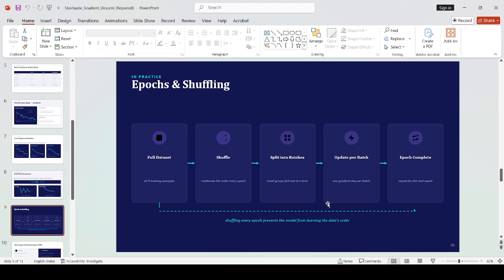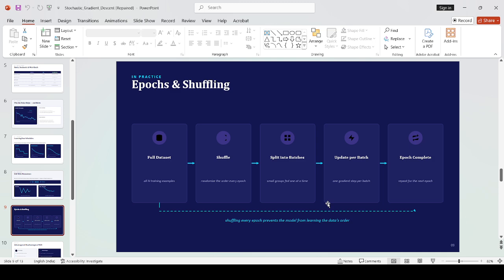Now let us understand two important concepts used during SGD training. An epoch means one complete pass through the entire training dataset. Before every epoch begins, the training data is usually shuffled. Shuffling changes the order of the training examples. This prevents the model from learning patterns based on the sequence of the data.